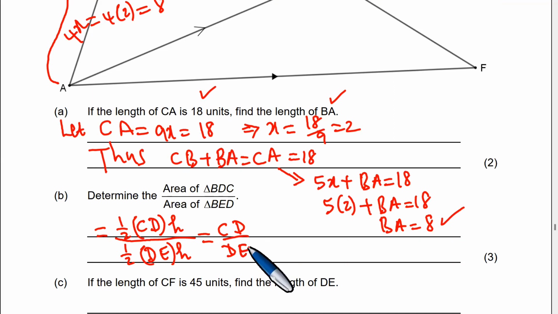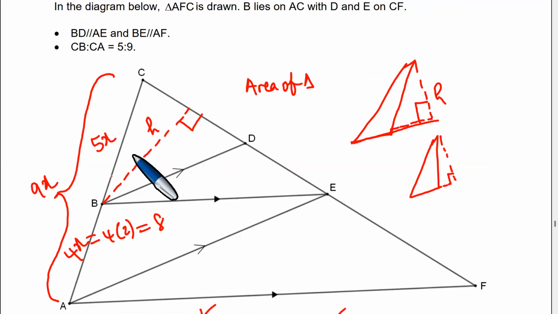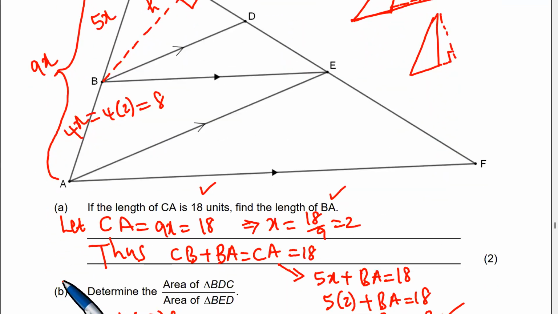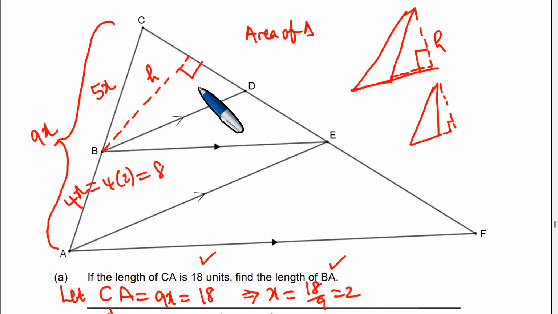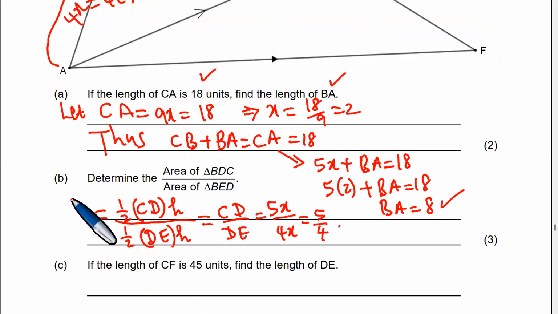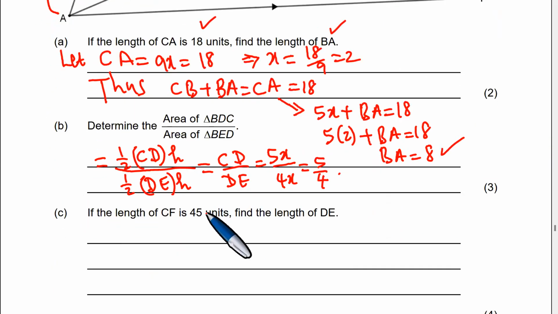Okay, so yeah, CD over DE, because these are parallel, is equal to 5x over 4x. So CD is going to be 5x, and DE is going to be 4x, and this is 5 divided by 4. CD over DE is the same as CB over BA, which is 5x over 4x, which is 5 out of 4. So for 3 marks, we get that one.